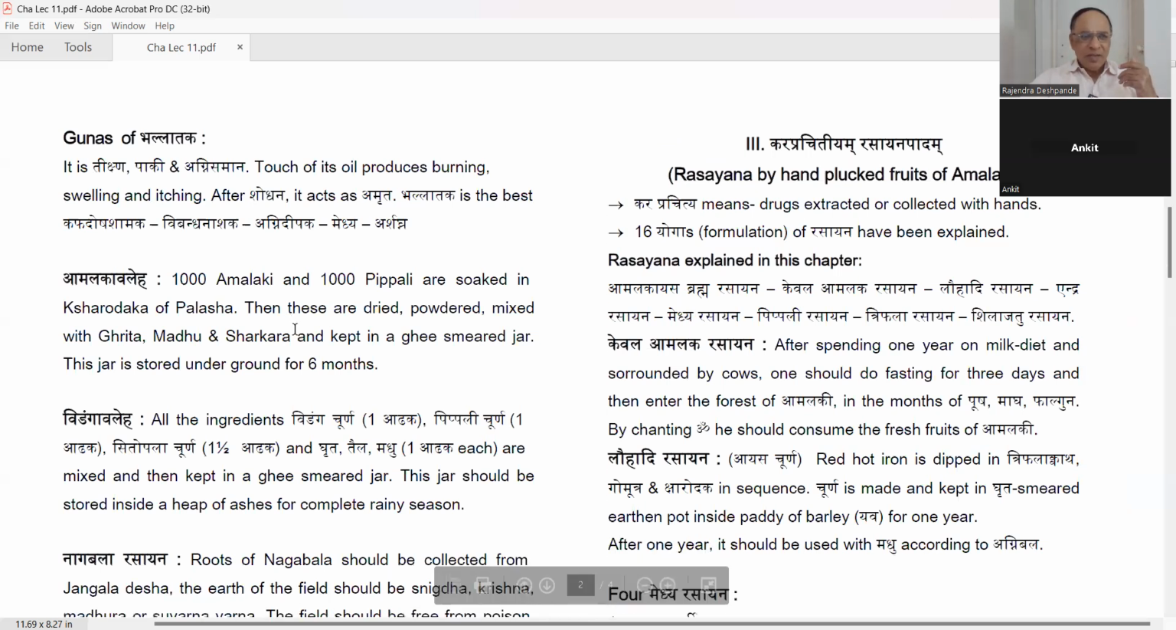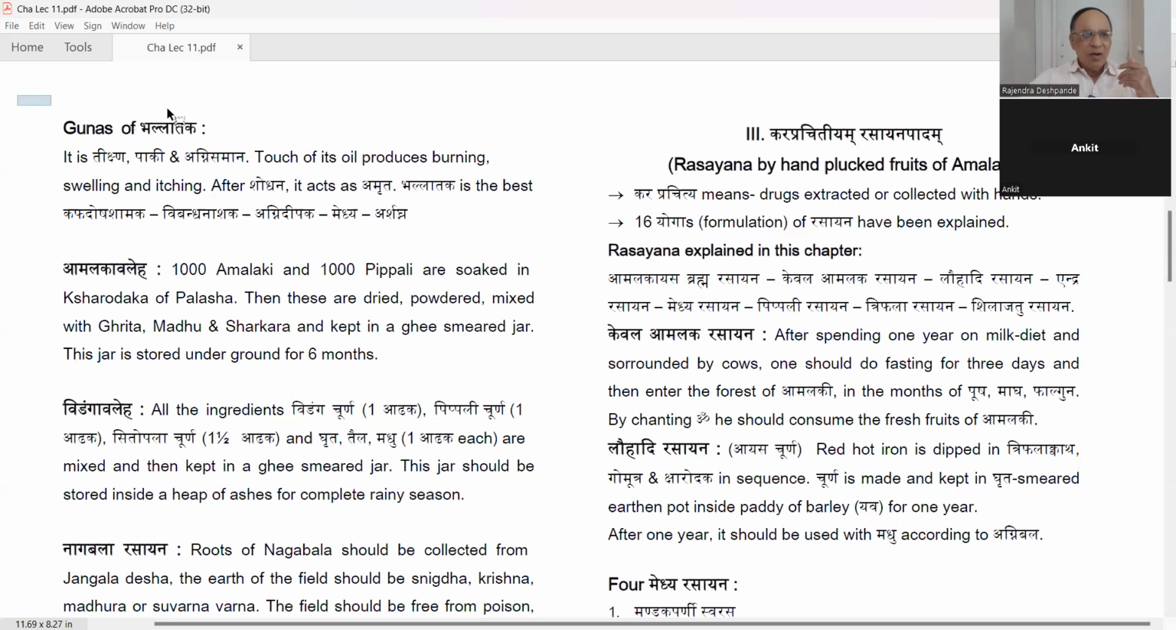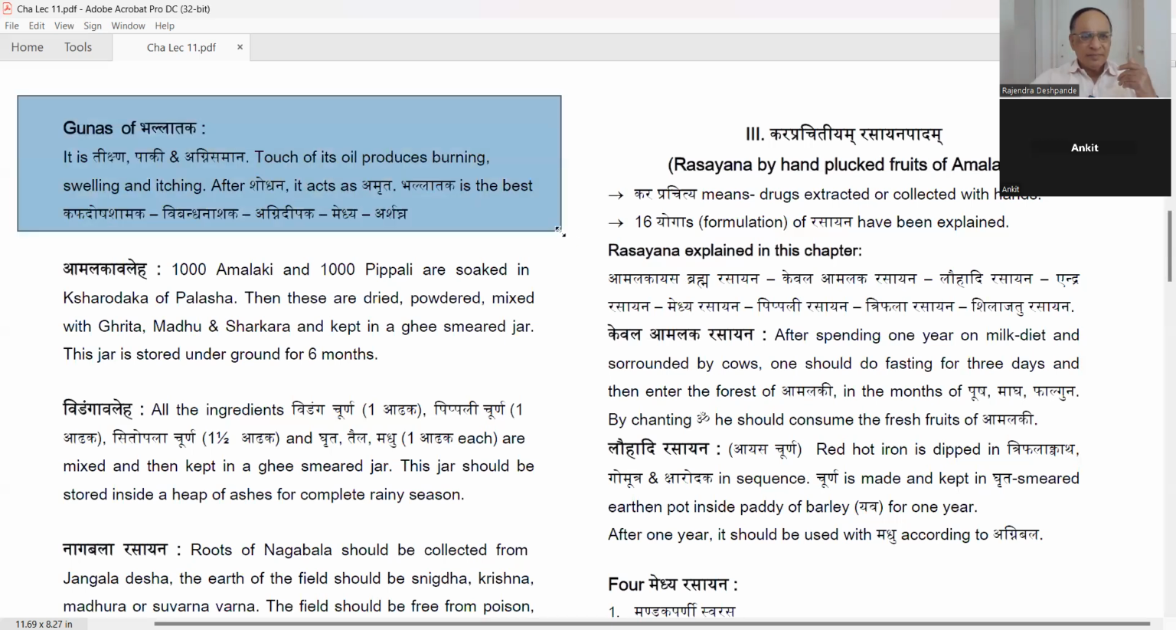So, now, Gunas of Bhallataka. Can you see? It is Tikshna. Can you see here? Ushna and Tikshna. Hot and penetrating. Then Paki, Shigra Paki, inflammatory. And Agni Saman, just like fire. Bhallataka is just like fire.